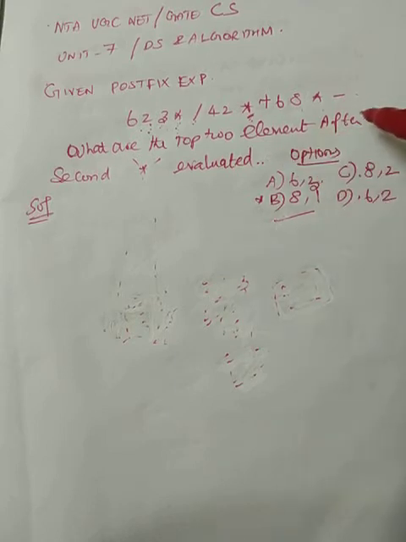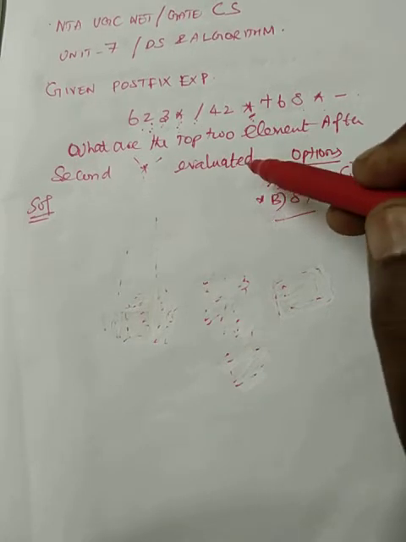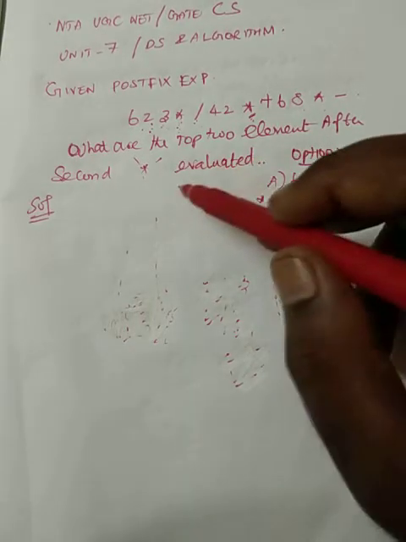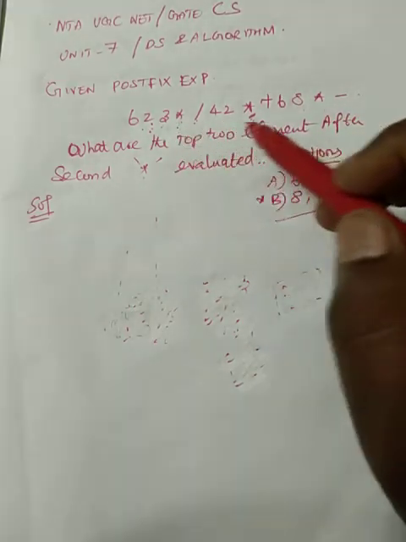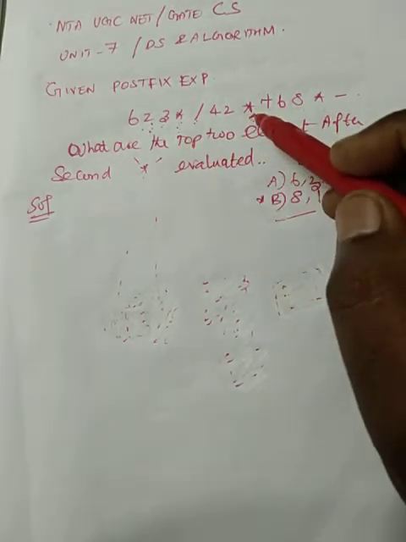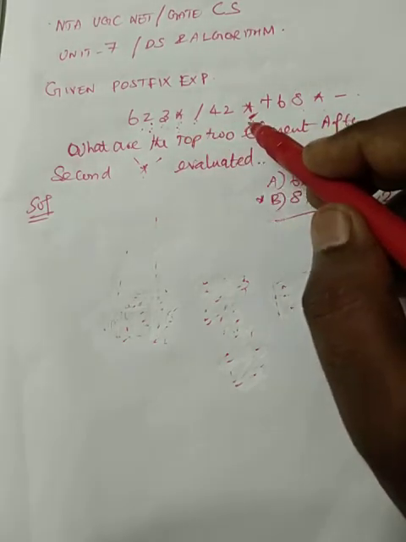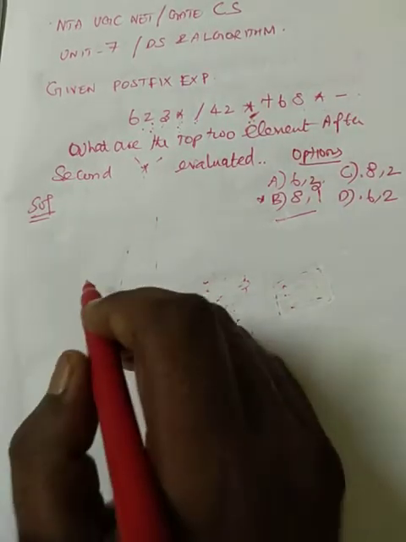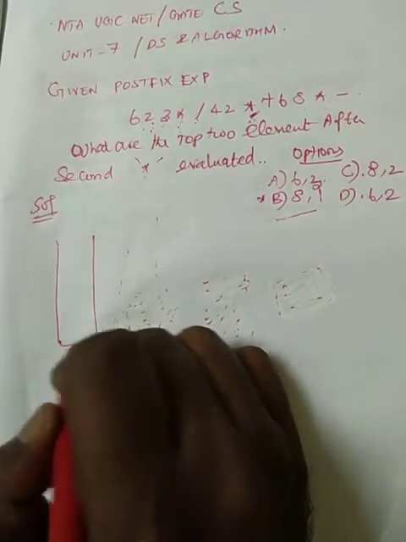and for this postfix expression evaluation, suppose you are solving, what are the top two elements after the second multiplication is evaluated? If you look at this expression, the second multiplication is this one. So up to this multiplication you want to perform and find out the top two elements of the given stack. I'll take a stack here and try to solve it.